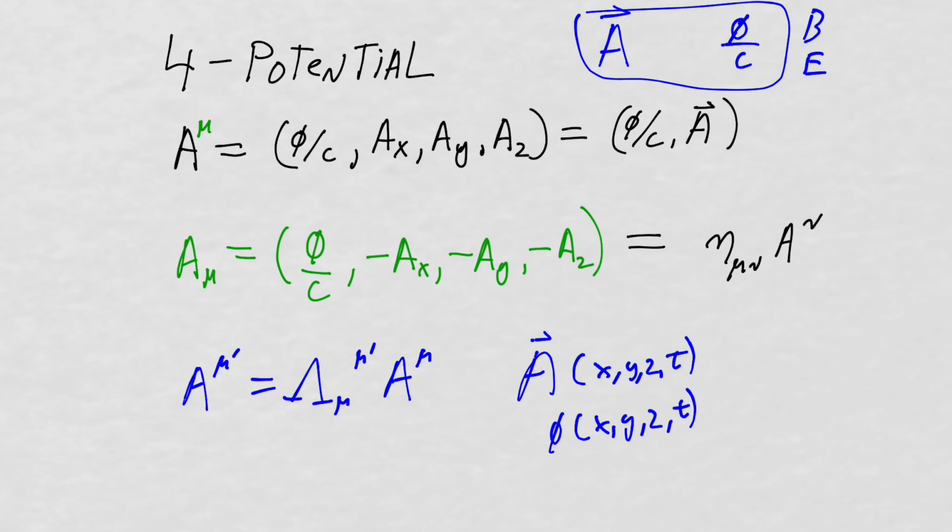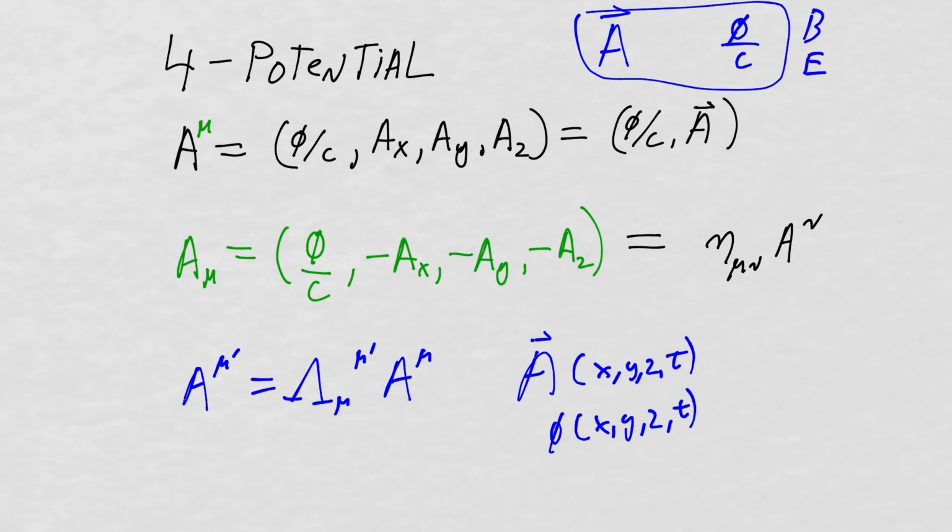That's what it means to be a 4 potential. So now you could ask the question, well, how do we know that this is a 4 potential? That we can make this construction, that we know that this is the case? So that's a good question.